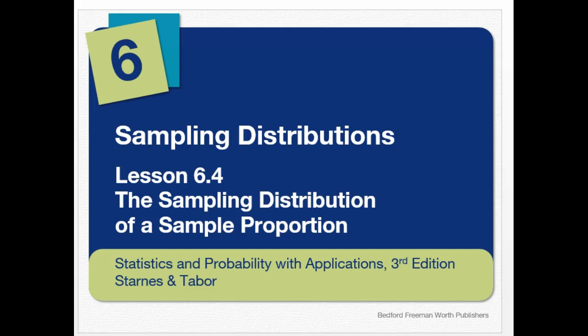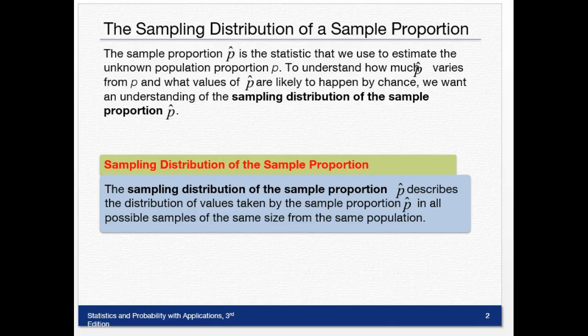All right, in 6.4, we're going to be looking at the sampling distribution of sample proportions. The sample proportion, p hat, is the statistic that we use to estimate the unknown population proportion, p. Notice it's without a hat. To understand how much p hat varies from the population proportion and what values of p hat are likely to happen by chance, we want an understanding of the sampling distribution of sample proportion.